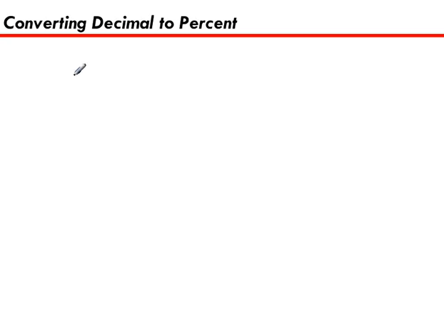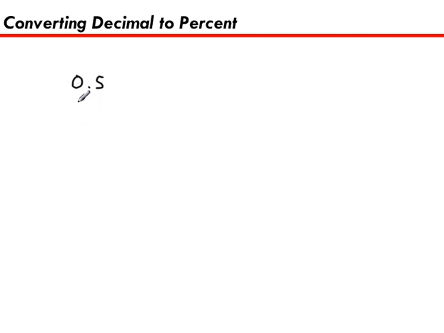Converting a decimal to a percent is all about multiplying a decimal number by 100. In other words, I'm sliding a decimal point 2 places to the right. But what happens if I have a number such as this, 0.5? Let me show you how you would convert something like that into a percent.